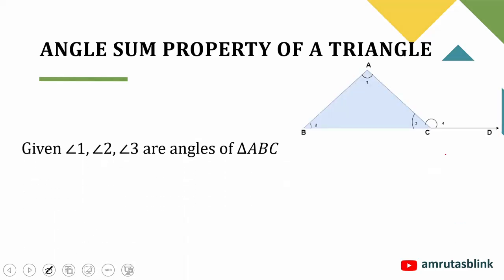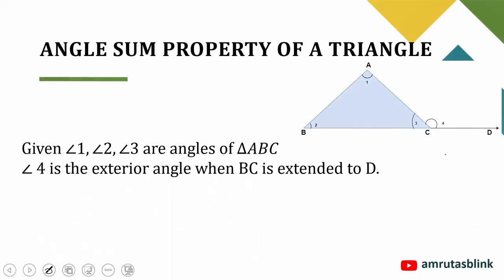Given a triangle ABC. Angle A is equal to 1, angle B is 2 and angle C is 3, and angle 4, that is angle ACD, is an exterior angle. So 4 is an exterior angle when BC is extended to D. Let's say by the exterior angle property theorem, angle 1 plus 2 is equal to angle 4.